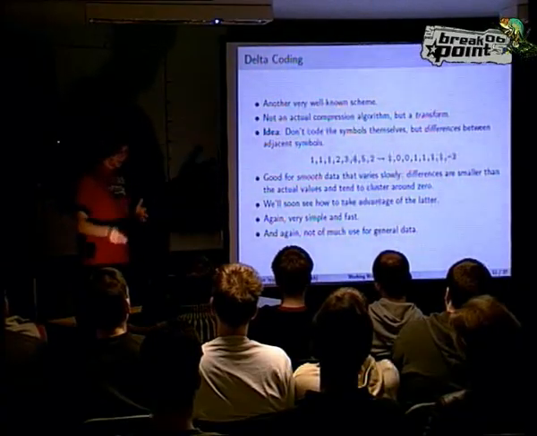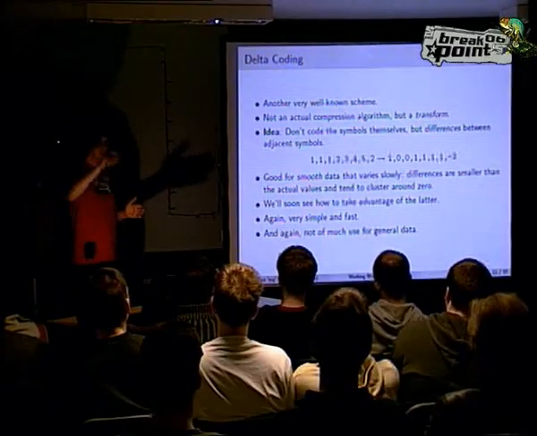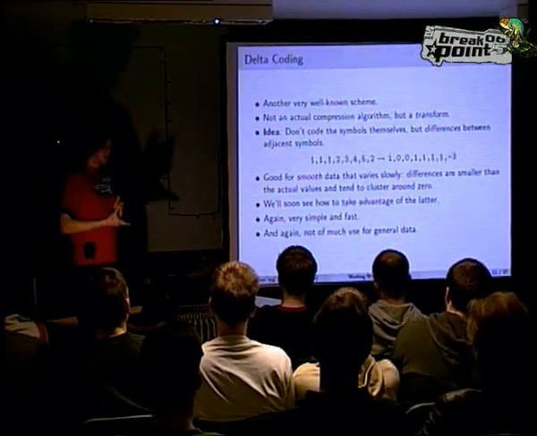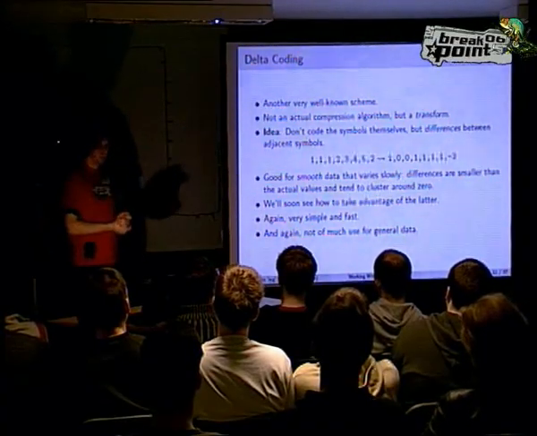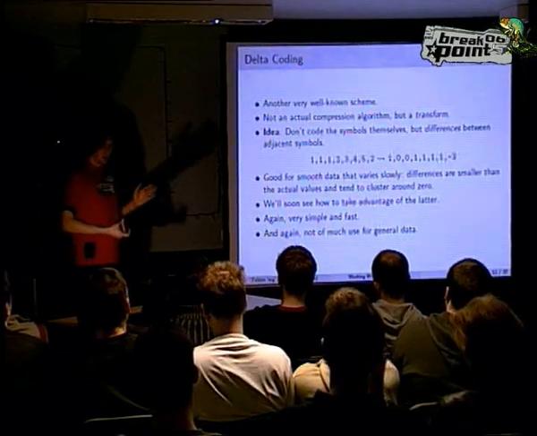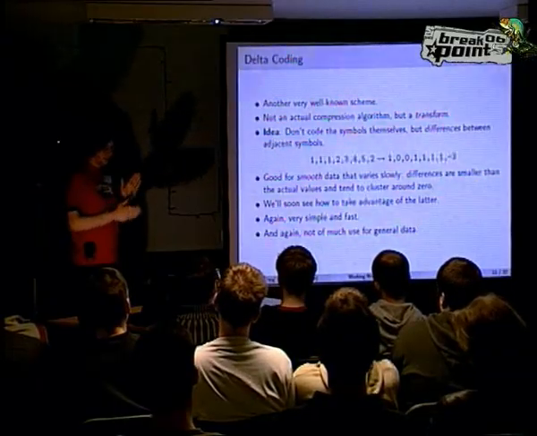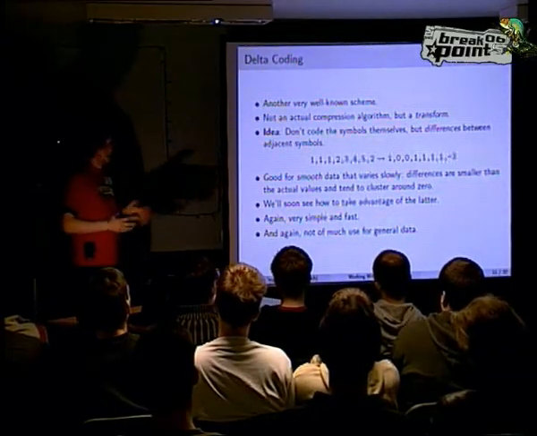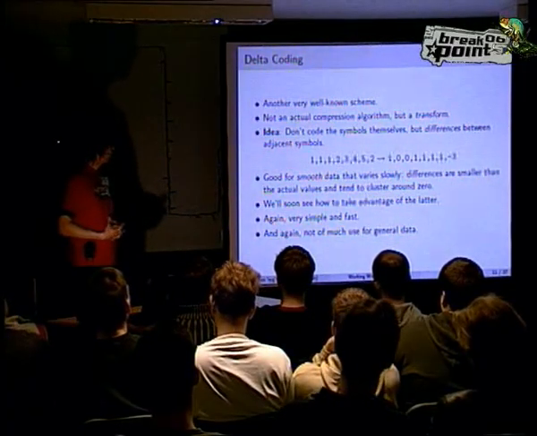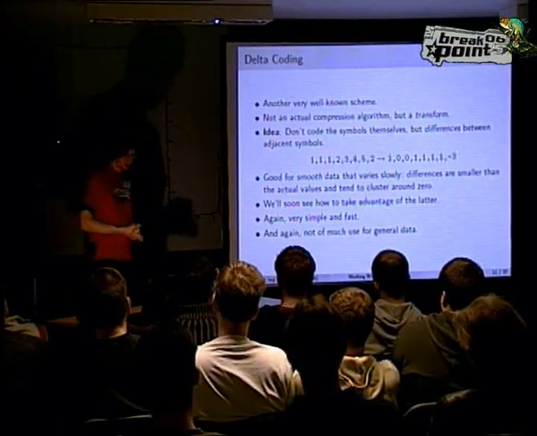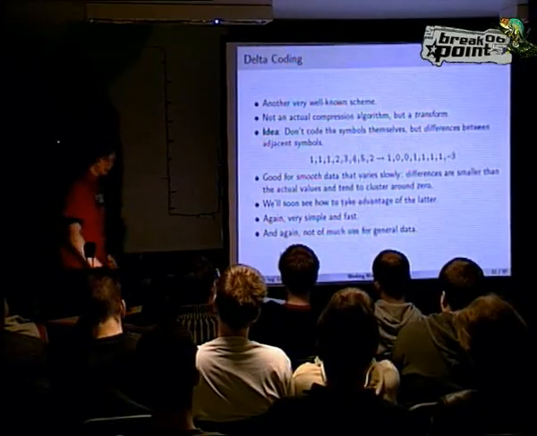And it's good for that type of data, which is smooth data that varies slowly. So values don't change abruptly, don't jump around all the time. For example, sound samples again. Those usually vary only by a small amount each sample point. So you get an improvement there because the differences are smaller than the actual sample values, and they tend to cluster around 0. And we'll soon see how we can take advantage of the latter, how that can make it more interesting for other compression schemes. And again, it's very simple and fast, and not much use for, say, textual data or binaries.